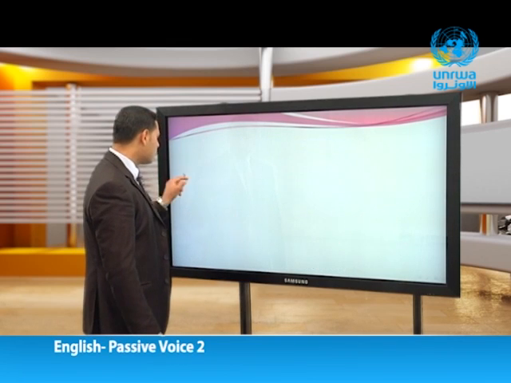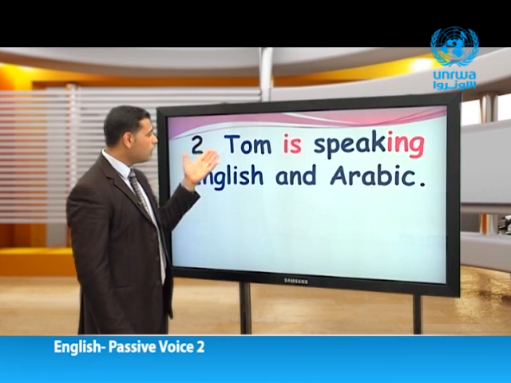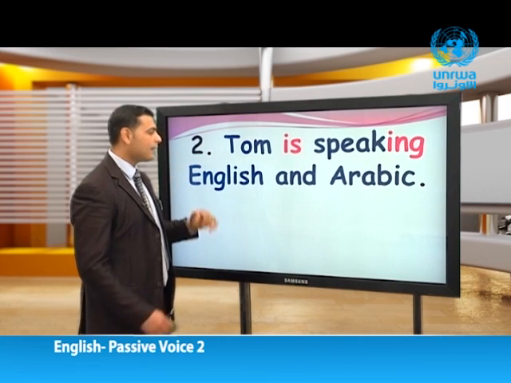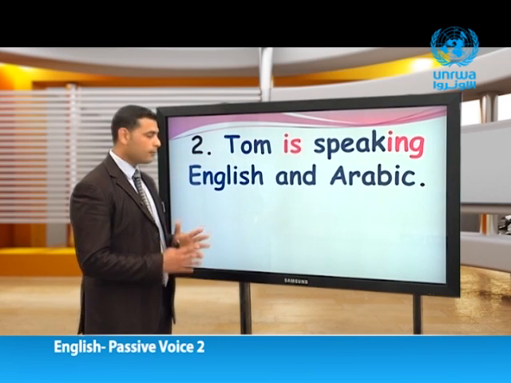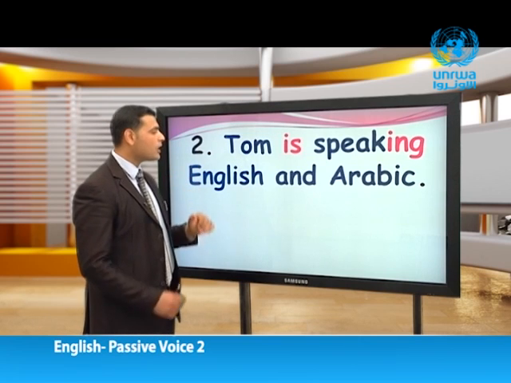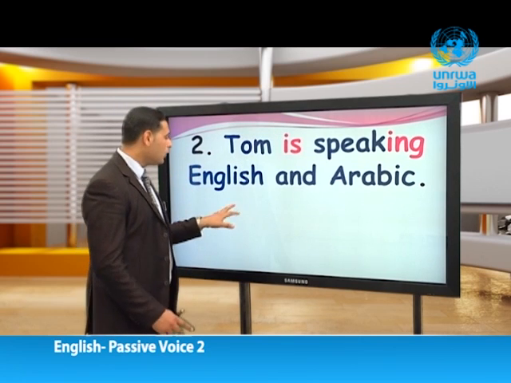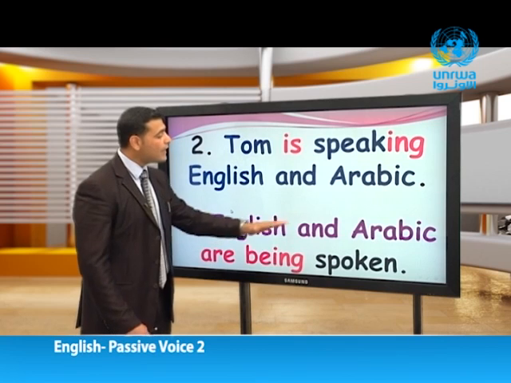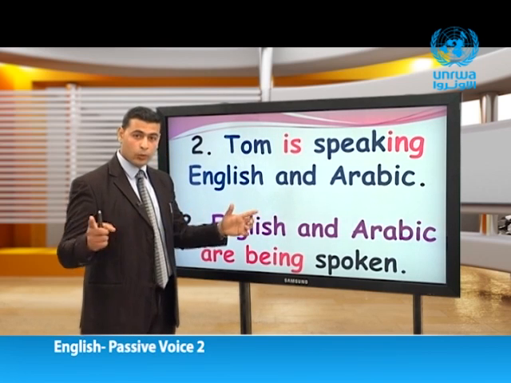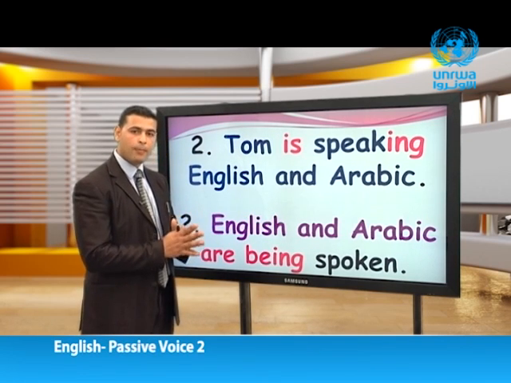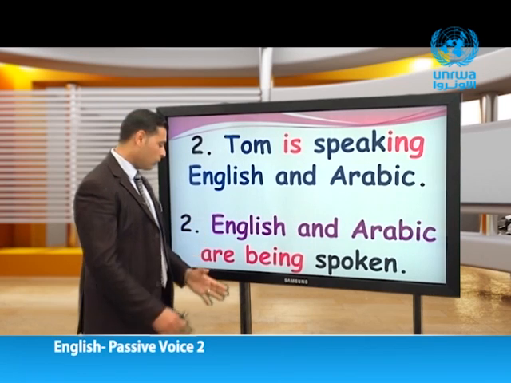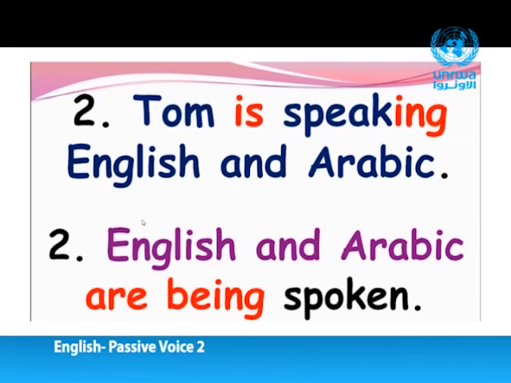Let's move to sentence number 2. Tom is speaking English and Arabic. Again, Tom is speaking English and Arabic. Look at this sentence. English and Arabic, it's a plural subject. So, we use are. English and Arabic are being spoken.